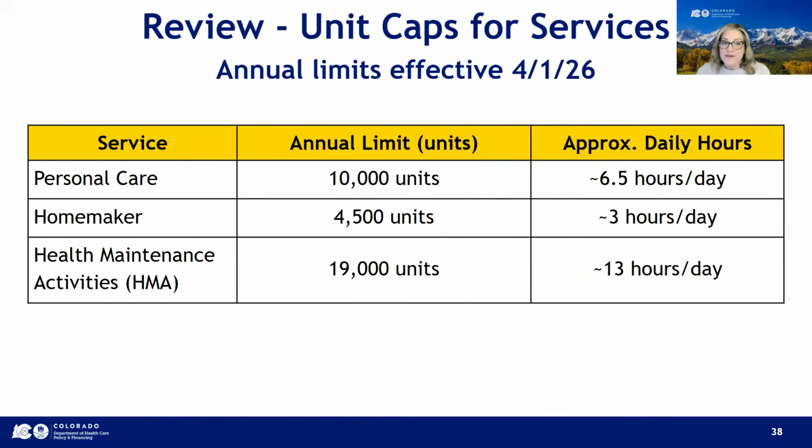All right, we're going to review. This is the first chart that we showed you today, a summary of the limits for personal care, homemaker, and health maintenance activities. We've got 10,000 units, 4,500 units, and 19,000 units as annual limits for these tasks under these new limits. These are approximate daily hours, 6.5, 3, and 13 hours a day. So we're looking at quite a lot of hours if we were totaling all of these up. We'll be discussing exceptions to these limits here in the next section.